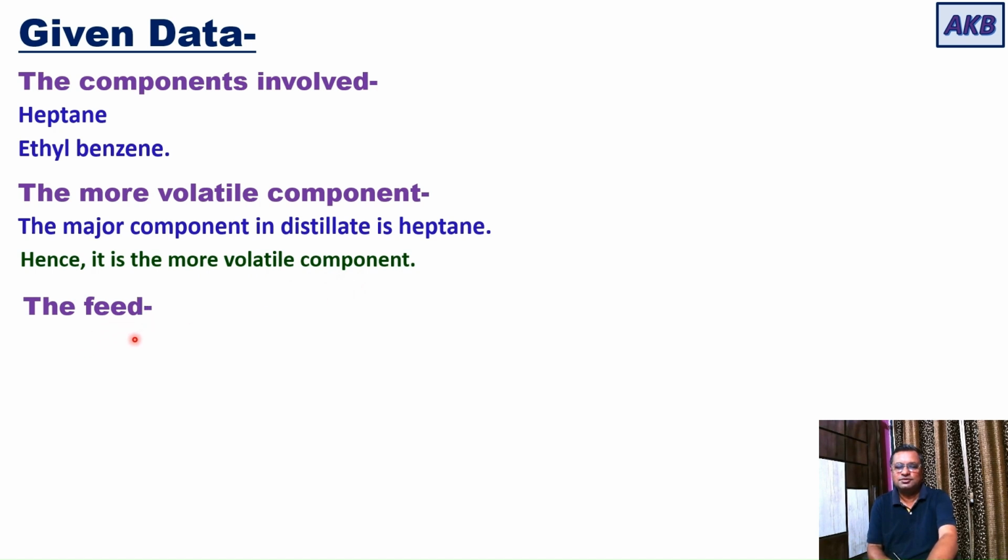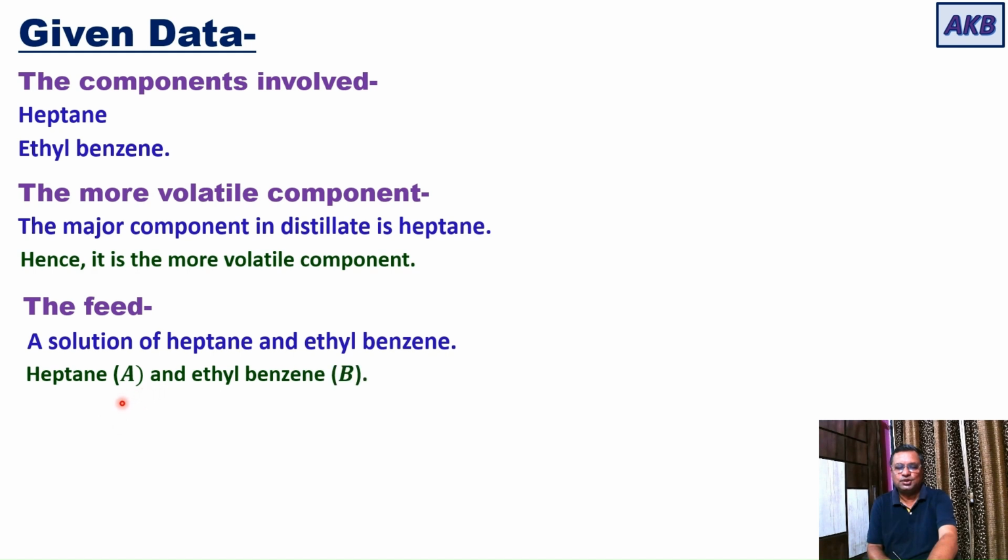Then what information about the feed is given to us? The feed is a solution of heptane and ethyl benzene. Heptane, let us denote it as A because it is the more volatile component, and ethyl benzene, let us denote it by B. It is up to you. I am calling heptane component A and ethyl benzene component B. Then it is a saturated solution, that is, a solution at its bubble point. That means the value of the parameter q that we are supposed to use is 1, because for a saturated liquid, q has a value of 1.